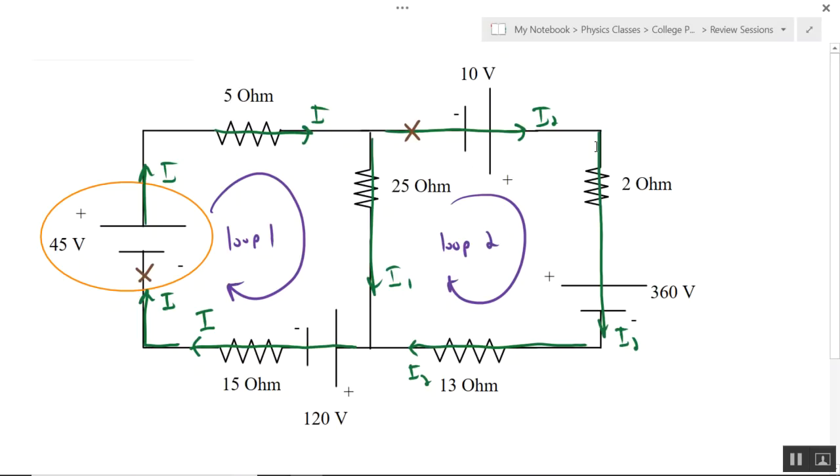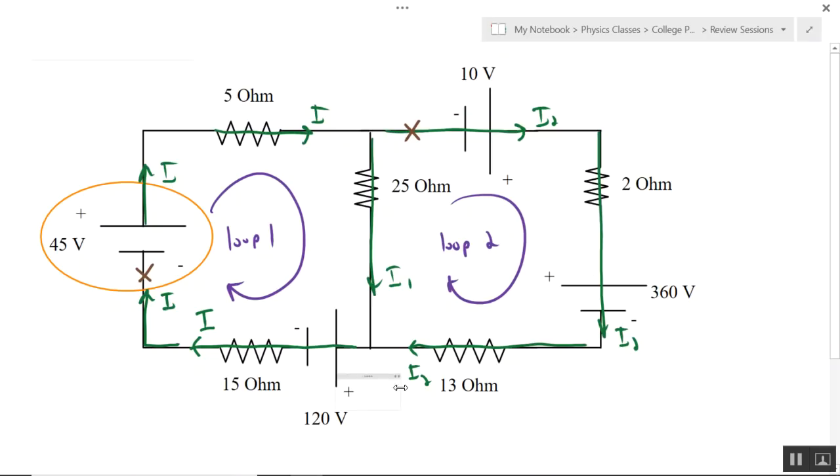The next thing I see is this 2-ohm resistor. I'm going with the current through that 2-ohm resistor. So do I gain or lose voltage? Lose. Right, minus I2 times 2 ohms. So then you write minus I2 times 2 ohms. The next thing I see is this 360-volt battery. So I go from plus to minus across it. So do I lose or gain? Right, I lose. So you write that minus 360.